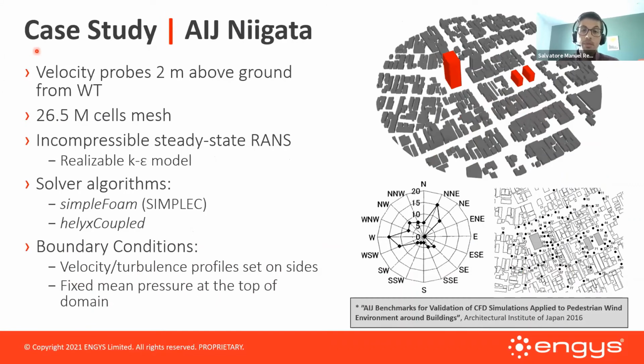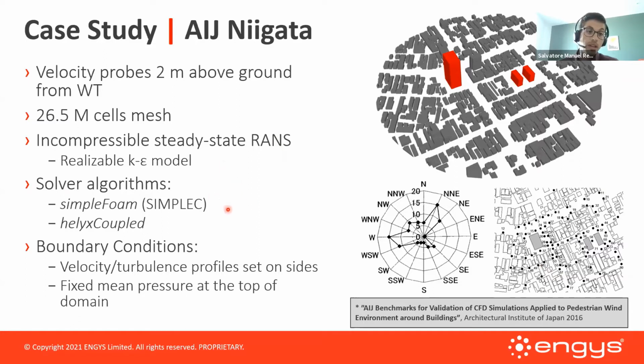To prove the capability of our simulation framework, we use the Niigata case from the Architectural Institute of Japan. Niigata is an urban area in Japan consisting of mainly low-rise buildings. The study assessed the feasibility of 3 high mid-rise buildings. For this case, the velocities are available at 80 probes from the wind tunnel for a scaled model. We use a mesh consisting of 26 million cells and incompressible steady-state runs set up with the realizable k-epsilon model, which is generally the standard in the industry.